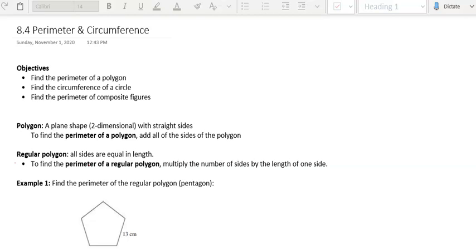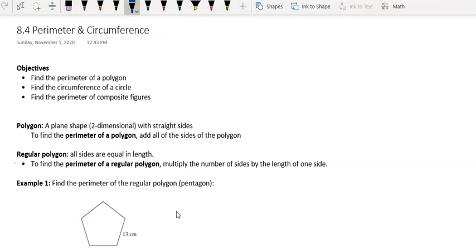We're also going to be looking at regular polygons, where all the sides are equal in length. To find the perimeter of a regular polygon, you're just going to multiply the number of sides by the length of one side. So if every single side, like in this example down here, is 13 centimeters because we're being told it's a regular polygon, then all we would have to do, because each one of them is 13, is multiply 1, 2, 3, 4, 5 sides by 13. So in this example, we would say the perimeter, and you can call that P if you want to, is 5 times 13, which is 65 centimeters. And don't forget to use units.